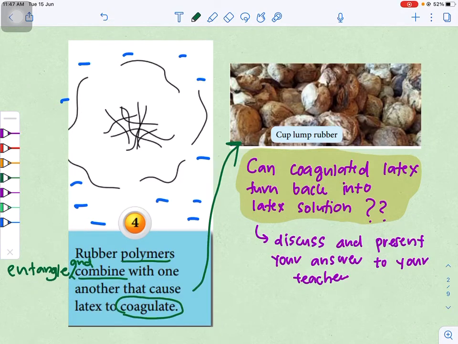The question here is, if we leave the latex overnight and it turns to coagulated latex, dia dah jadi coagulate, can we turn back this coagulated latex into latex solution macam mula-mula dia keluar daripada rubber tree? Okay, so you need to answer this question and present to your teacher.